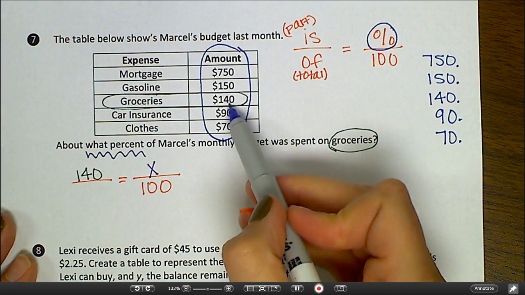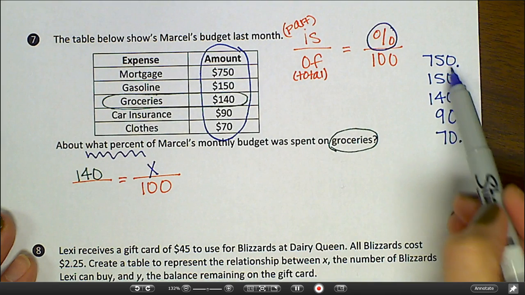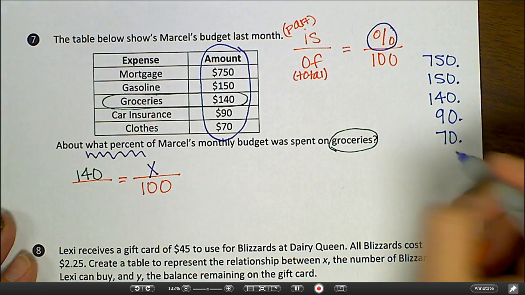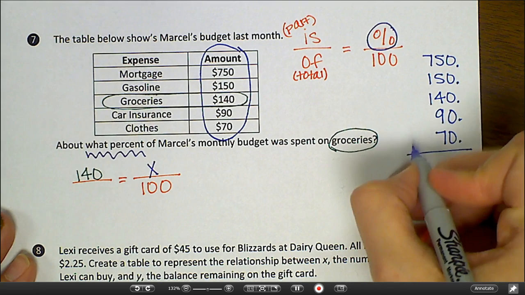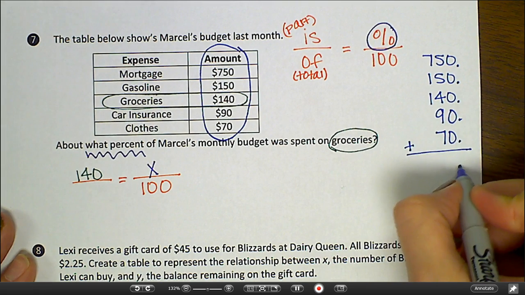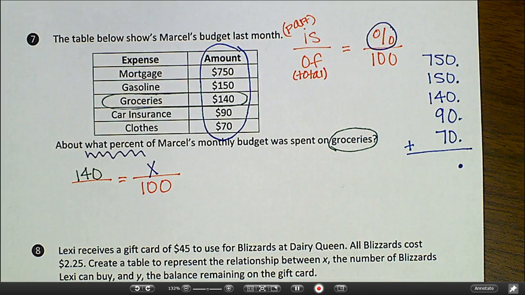I've got 1, 2, 3, 4, 5. 1, 2, 3, 4, 5. Good. And we're adding. So bring down that decimal point. I'm going to ask you to go ahead and do your addition and find your total, and then push play again to double check your work. So please pause the video now.